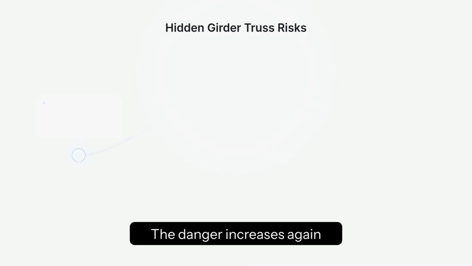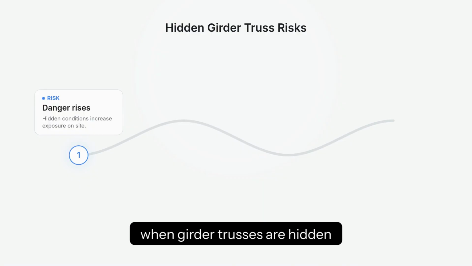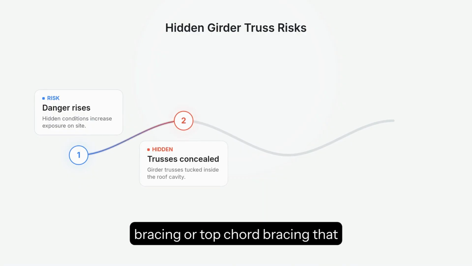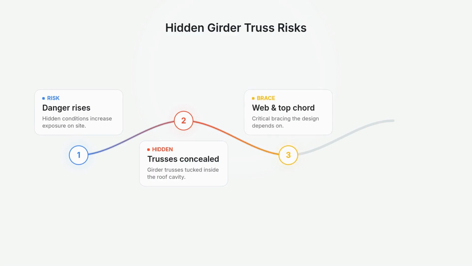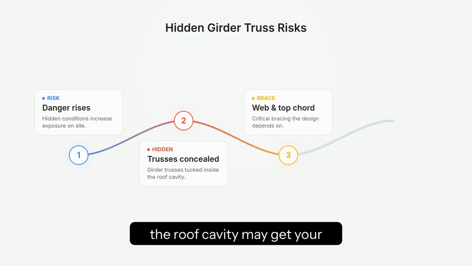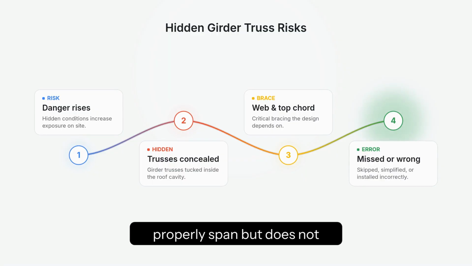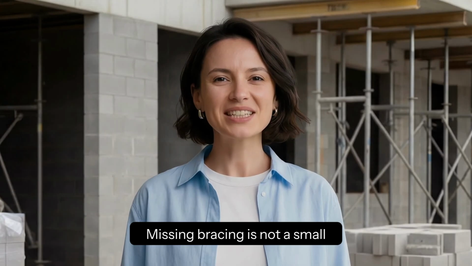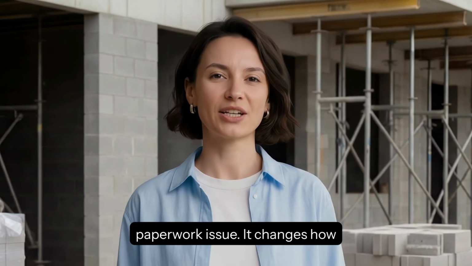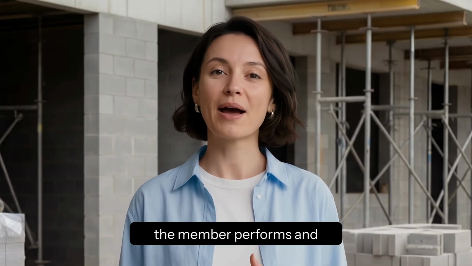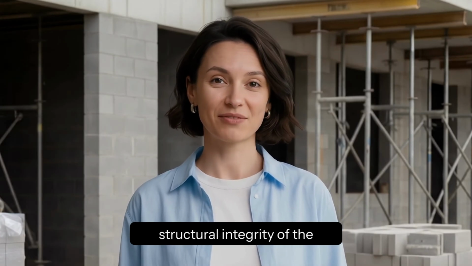Someone needs to be responsible for the overall building design. The danger increases again when girder trusses are hidden in the roof cavity. Those members may require web bracing or top chord bracing that gets missed, simplified, or installed incorrectly. Adding a few girder trusses in the roof cavity may get your ceiling joists and rafters to properly span, but does not account for the lateral loads and overall building design. Missing bracing is not a small paperwork issue. It changes how the member performs and the structural integrity of the building.